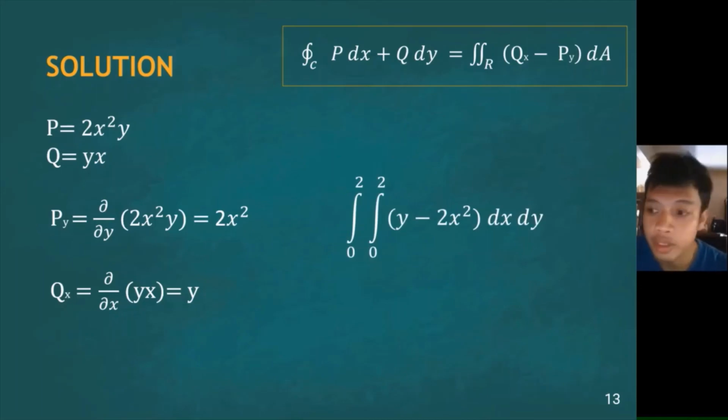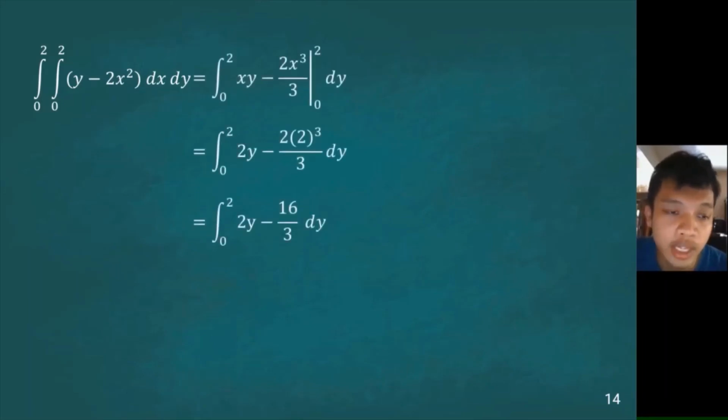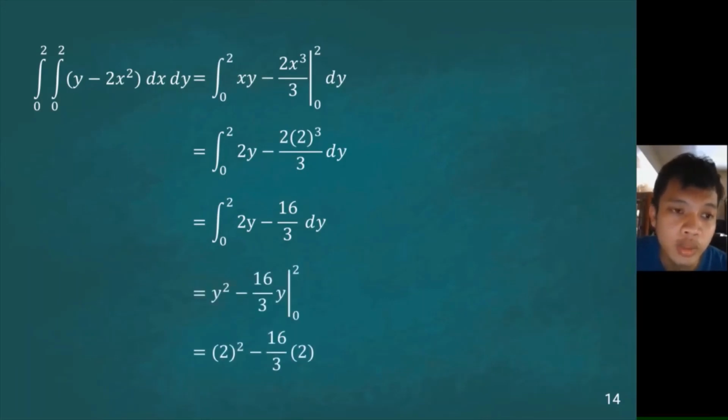For the boundaries, the lower and upper limits are 0 to 2, because the x-axis is from 0 to 2 and the y-axis is from 0 to 2. So we need to do the integral, and first we integrate with respect to x. The answer will be 2y minus 16 over 3. The last step is we integrate with respect to y. So the answer will be 2 squared minus 16 times 2 over 3, which is negative 6.67. That's all from me for example 2.